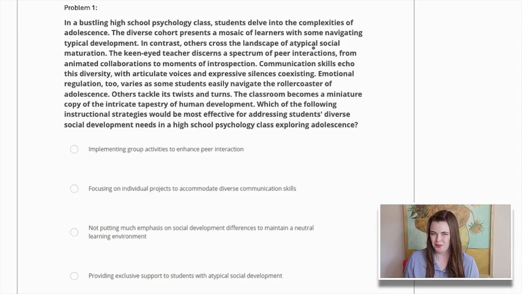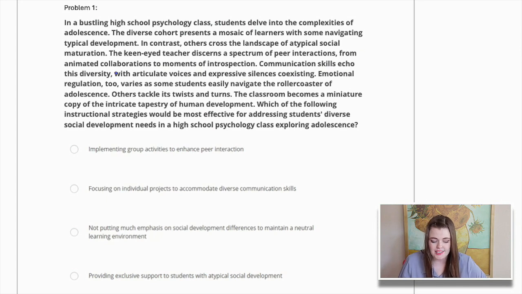All right, let's start with the first problem. In a bustling high school psychology class, students delve into the complexities of adolescence. The diverse cohort presents a mosaic of learners, with some navigating typical development. In contrast, others cross the landscape of atypical social maturation. The keen-eyed teacher discerns a spectrum of peer interactions, from animated collaborations to moments of introspection.